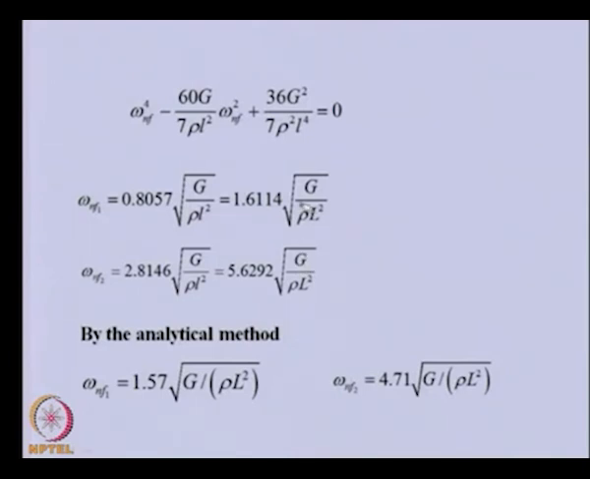Earlier we obtained the closed form solution for this particular case, and we expect that closed form solutions are exact values. If we compare the natural frequencies, the first natural frequency was 1.57 times this factor, and from the finite element method we are getting 1.6114, so they are close. The second natural frequency was 4.71, the exact one, but with the finite element method we are getting slightly higher.